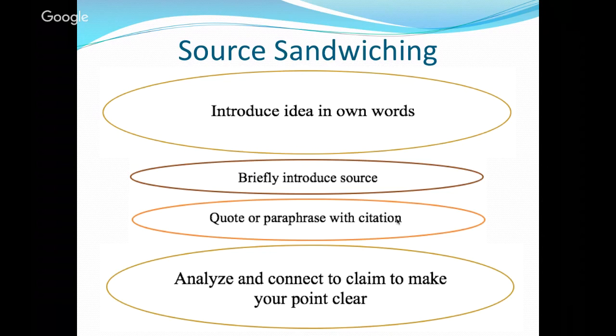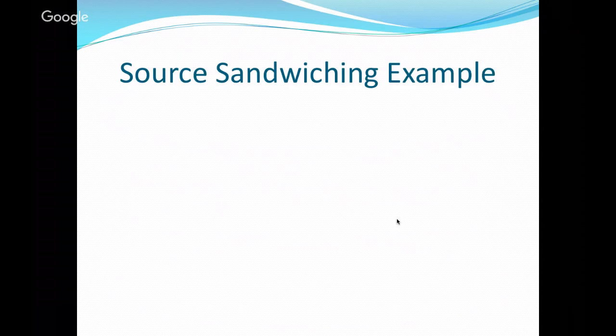This sandwiching method allows us to introduce with our own claim and our own idea and then end with it as well. And we're furthering it in some way or analyzing that quote to connect back to our point or connect to the next point. So we're going to use an example. Let's say, for argument's sake, that we're writing a paper on health initiatives in the workplace. And so we've done some of the other steps that we've talked about in this class.